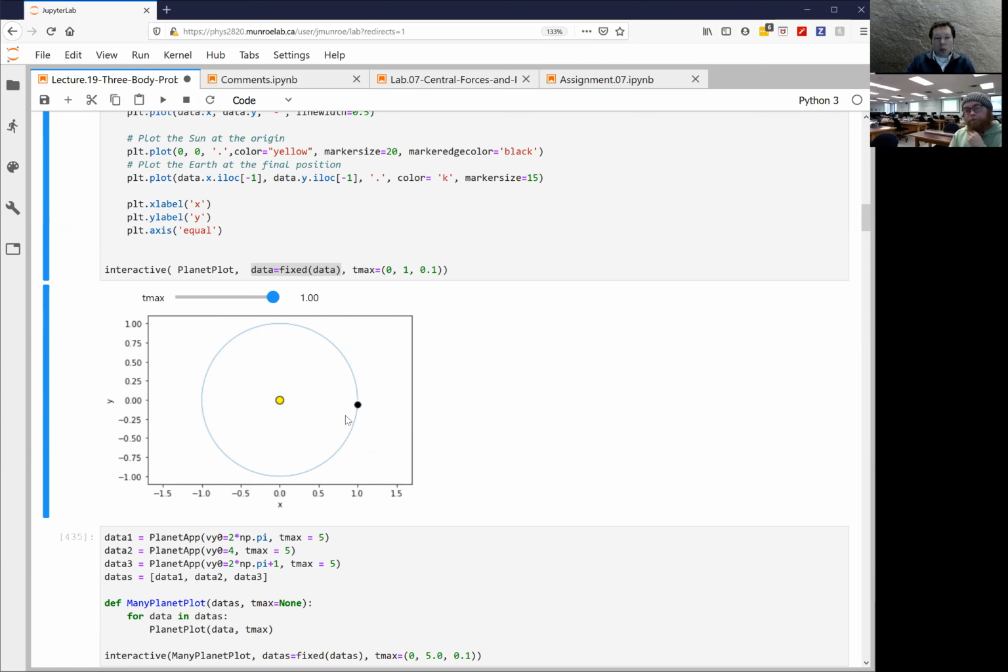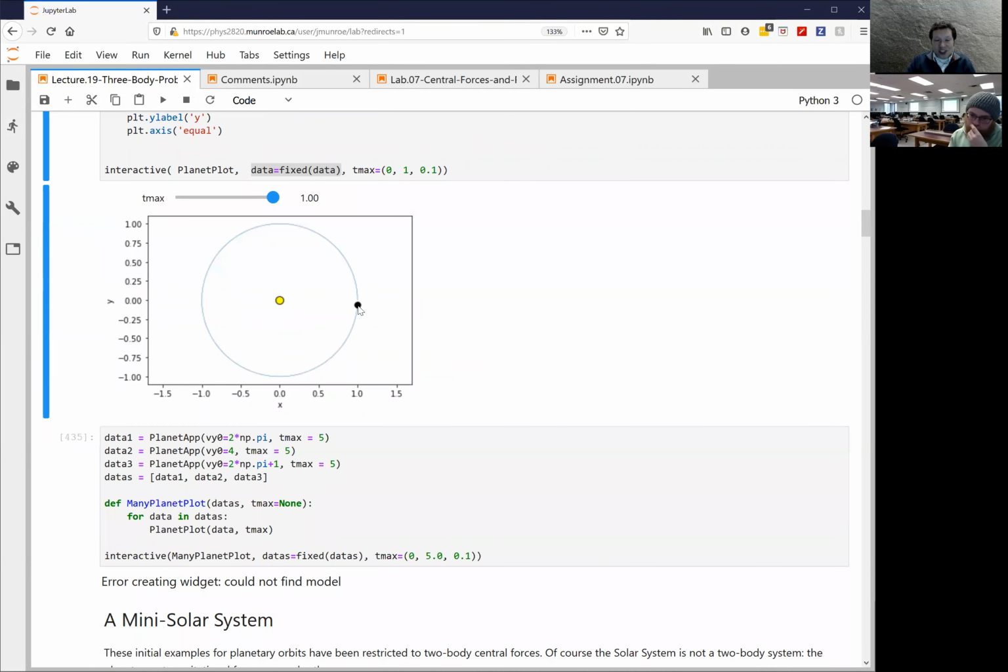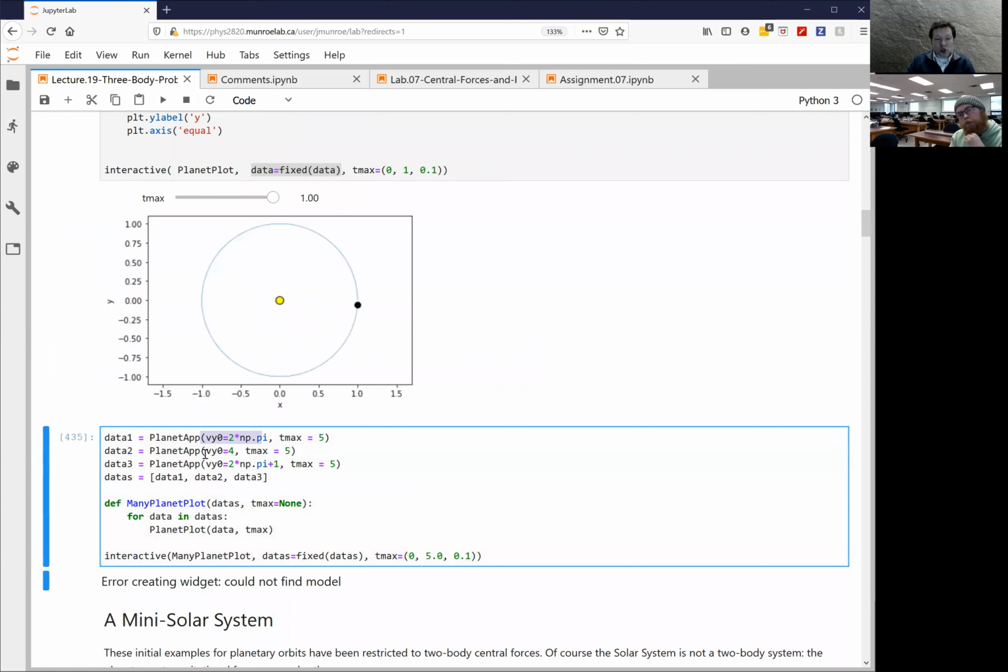We can add in more planets just by running this simulation with different starting initial conditions. So if we start 3 planets all at the same distance from the sun, the same 1 astronomical unit, you could pass in different initial speeds, and then for each one of these we could do a loop and make a plot for all 3 of them. So this is a really simple function that takes a set of 3 different sets of data, and for each one of them calls planet plot. So what would that look like?